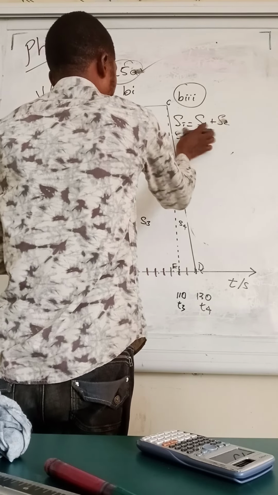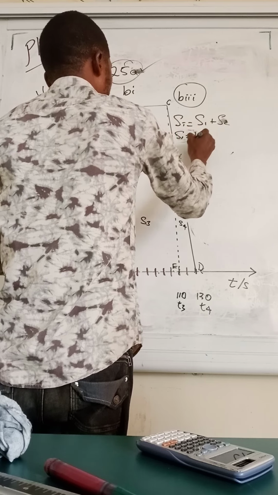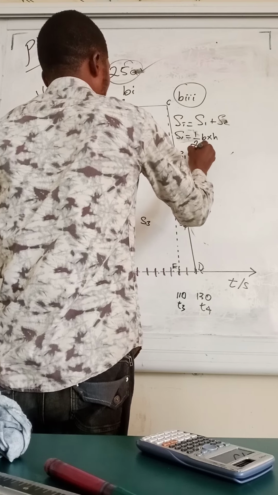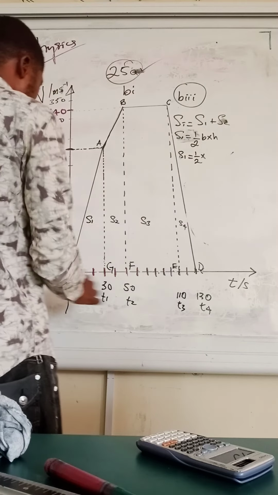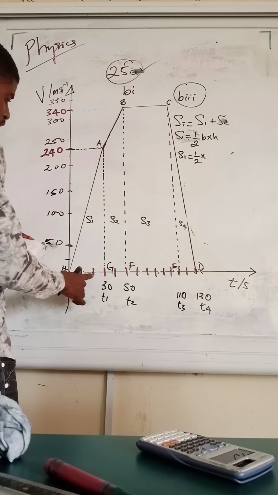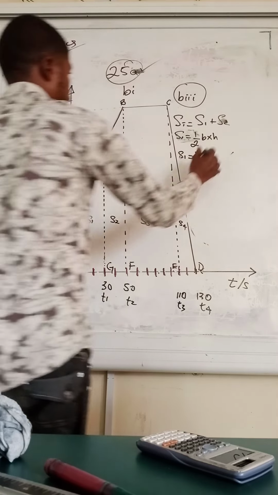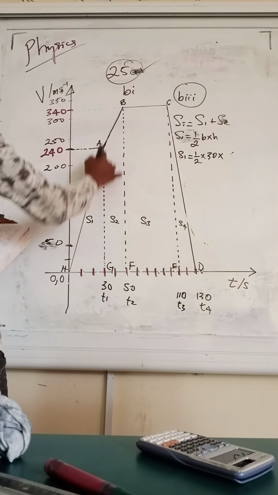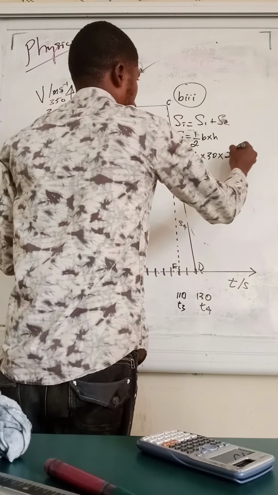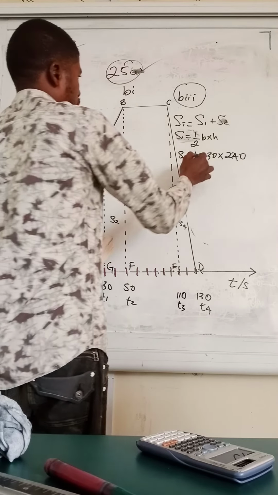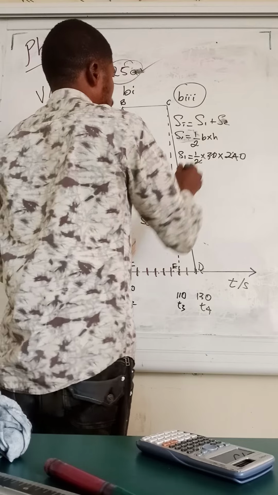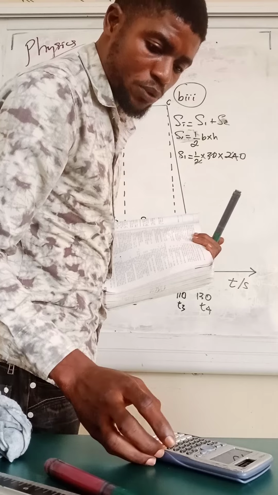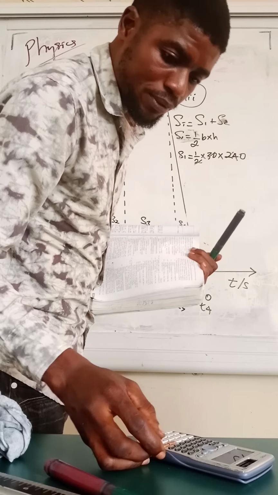Let's do it one by one. Our S1 is half base times height. In this case, S1 is 1 all over 2 times base. Your base is 10, 20, 30. Your base is 30 times the height. The height of this triangle is 240. So times 240. Of course, you know that 2 cancels here, 1, 2 cancel here, 15. So we have 15 times 240. What do we have?